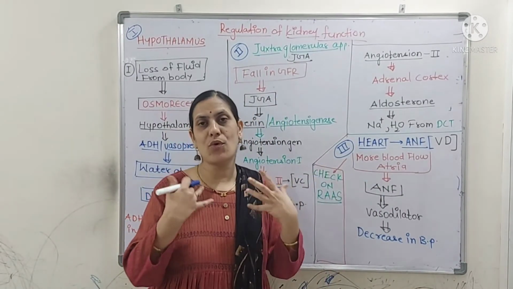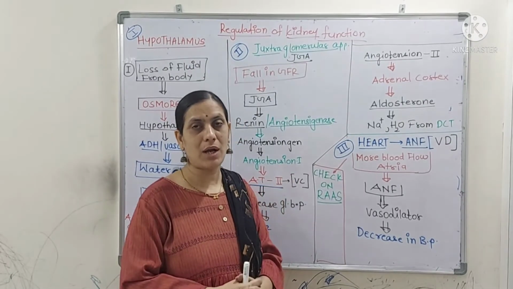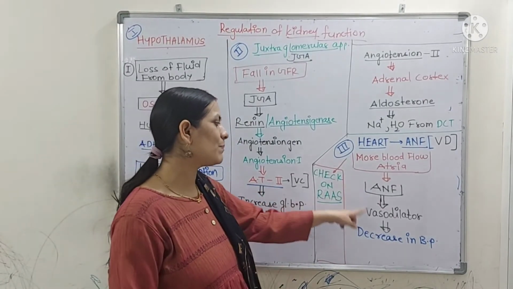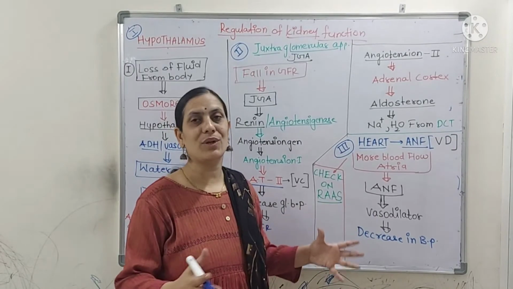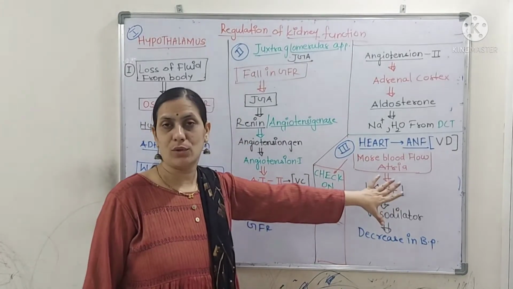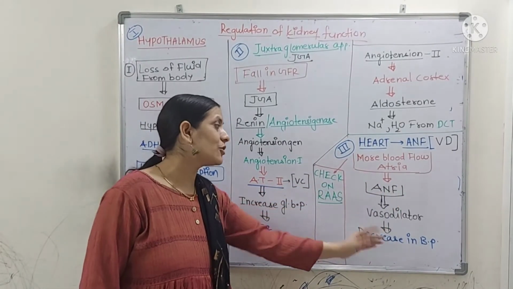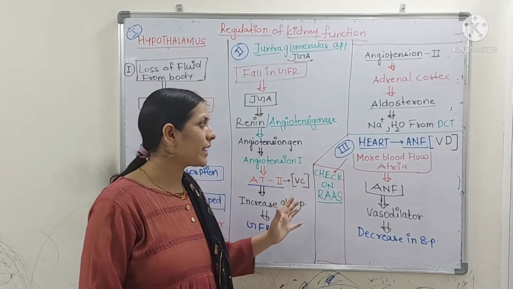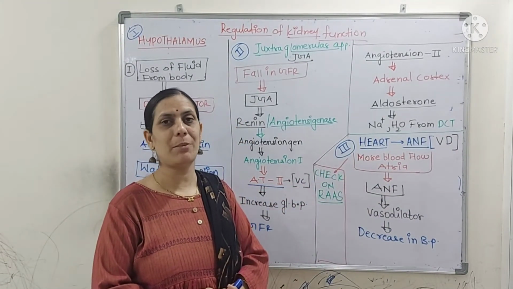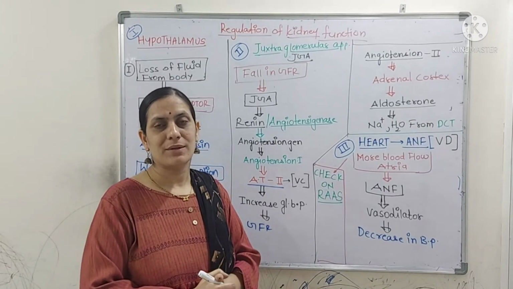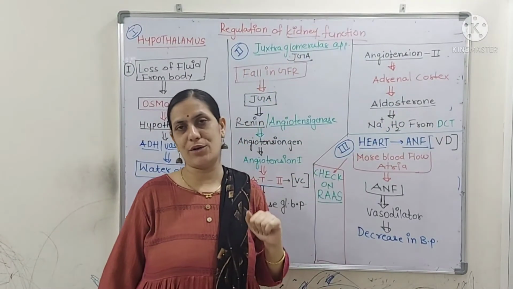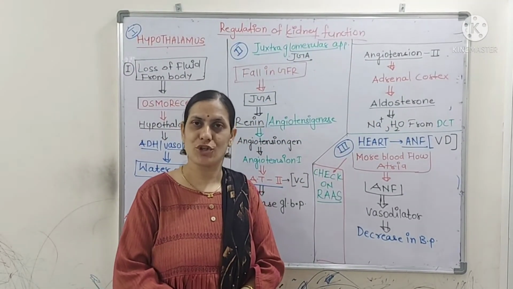Okay, so when more blood flows to the atria of the heart, at that time ANF, atrial natriuretic factor, gets released from the atria, acting as a vasodilator. Thereby there will be a decrease in the blood pressure. Okay, so here you have to understand that this atrial natriuretic factor acts as a check on the RAS mechanism. The RAS mechanism helps to increase the blood pressure, whereas the atrial natriuretic factor helps to decrease the blood pressure. So by the three components, hypothalamus, juxtaglomerular apparatus and atrial natriuretic factor, the control over the kidneys' function is done.